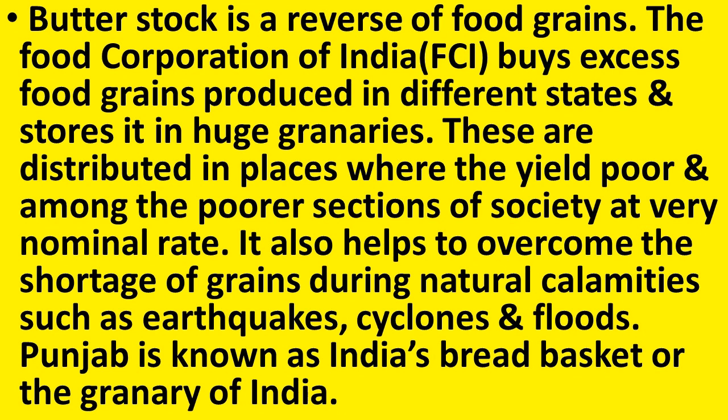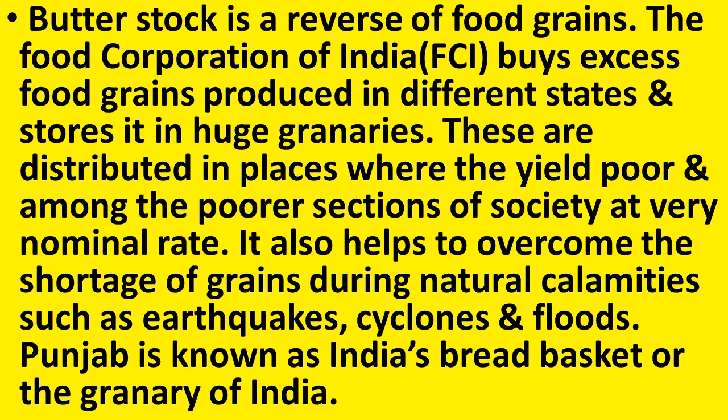See students, we have seen that most of the cereals and pulses are seasonal. That is, they grow in a particular season only. But we have to get the food in all seasons. So how is it possible? For this, FCI, that is Food Corporation of India, buys the excess food that is produced in the different states of India and stores it in the very big granaries.